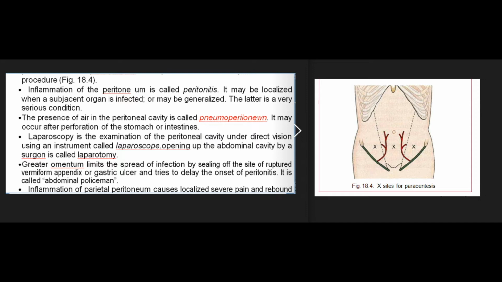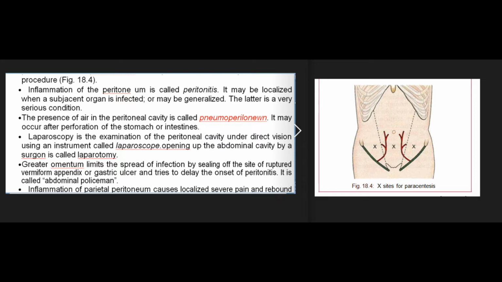Inflammation of the peritoneum is called peritonitis. It may be localized when a subjacent organ is infected, or may be generalized. The latter is a very serious condition. The presence of air in the peritoneal cavity is called pneumoperitoneum. It may occur after perforation of the stomach or intestines. Laparoscopy is the examination of the peritoneal cavity under direct vision using an instrument called laparoscope. Opening up the abdominal cavity by a surgeon is called laparotomy.